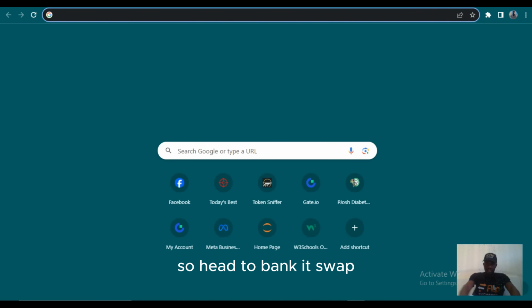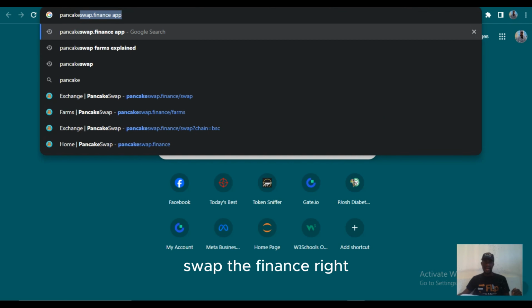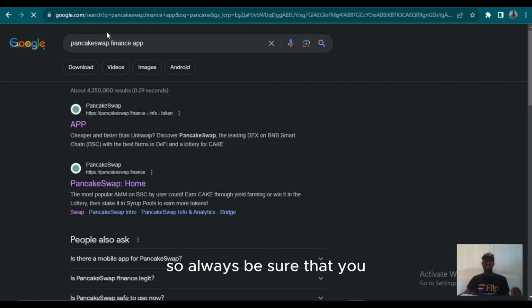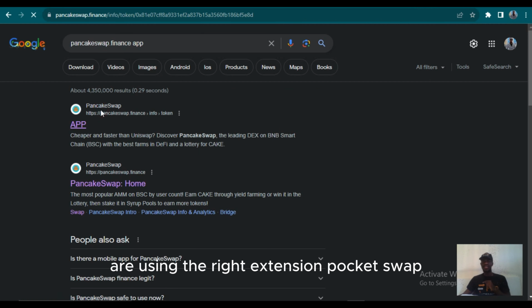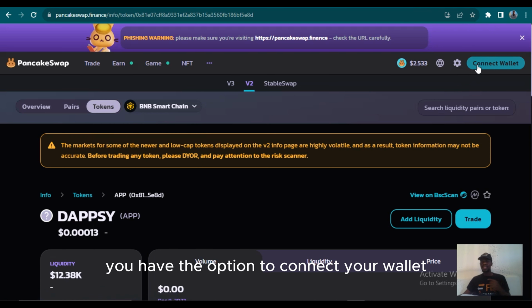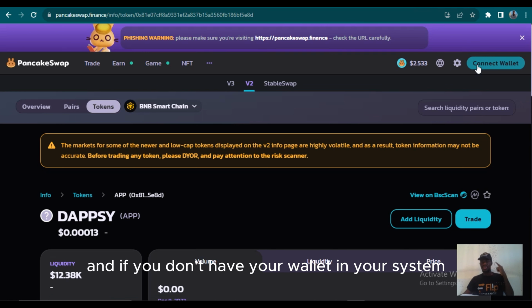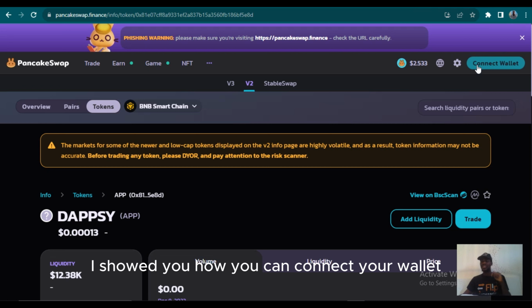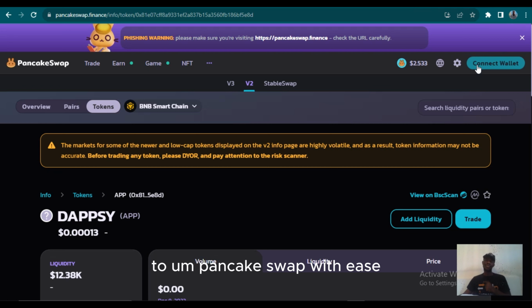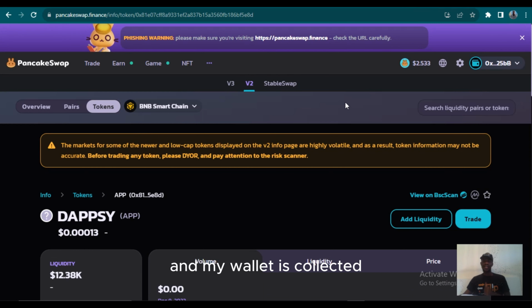So head to PancakeSwap.finance, right? Always be sure that you are using the right extension, PancakeSwap.finance. At this point, you have the option to connect your wallet. If you have not done that, you should. And if you don't have your wallet in your system, check my last video. I showed you how you can connect your wallet to PancakeSwap with ease. So I'm going to connect my wallet, and my wallet is connected.